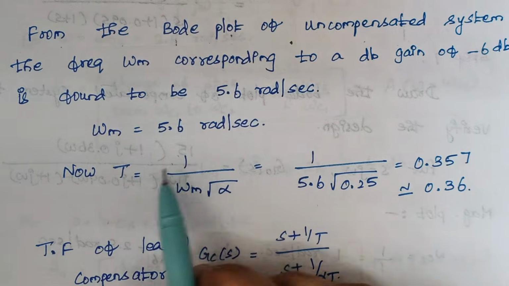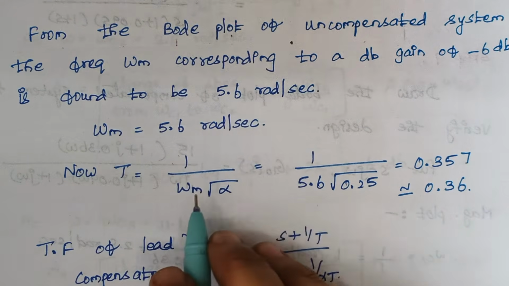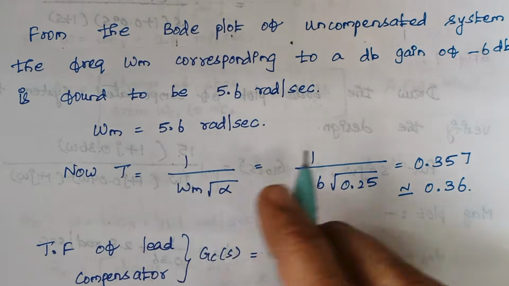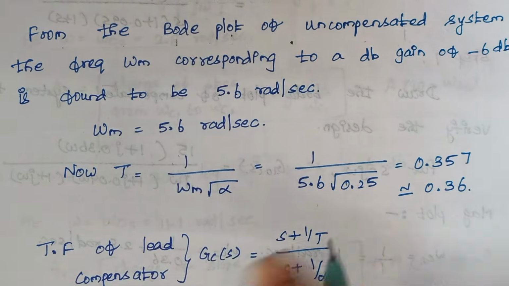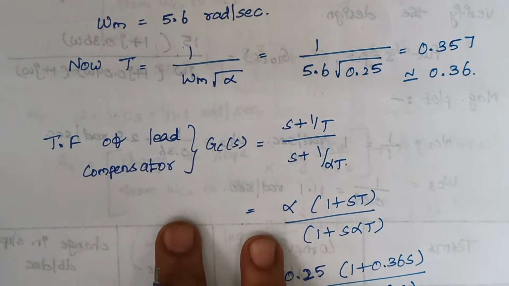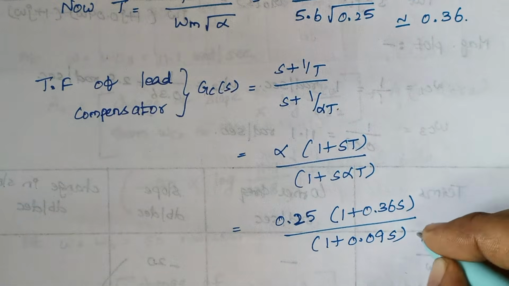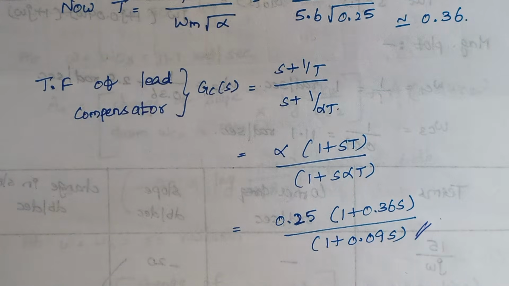Just substitute it in the formula. T is given by 1 by omega m into square root of alpha. We know omega m, we know alpha. Finally the value of T is 0.36. So for the transfer function of the lead compensator, just substitute the values, and finally this is the transfer function of the lead compensator.